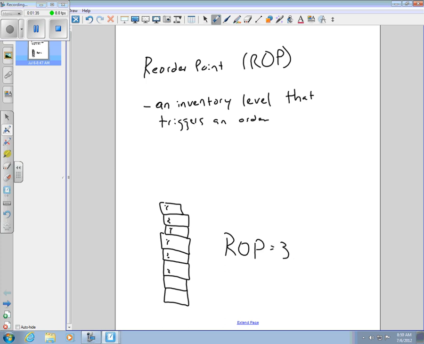Okay, so what that means is that I'm selling books, so the books are going away. I sold one, sold another, sold another. At this point, it looks like I'm down to 5 books. Sold another, down to 4 books. I'm going to sell one more book. Okay, I'm down to 3 books. This inventory level right now would trigger an order. So an order would automatically be placed.